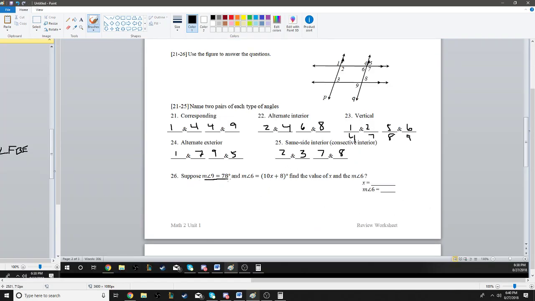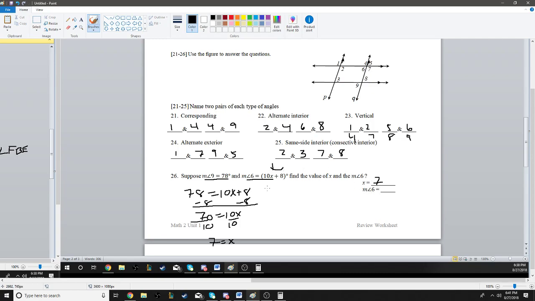So suppose this angle is 78 and angle 6 is this. So 6 and 9 are corresponding, which means they're equal. So therefore, 78 is equal to 10x plus 8. Subtract 8 on both sides, and we get 70 is equal to 10x. Divide both sides by 10 to get 7 is equal to x. X equals 7.